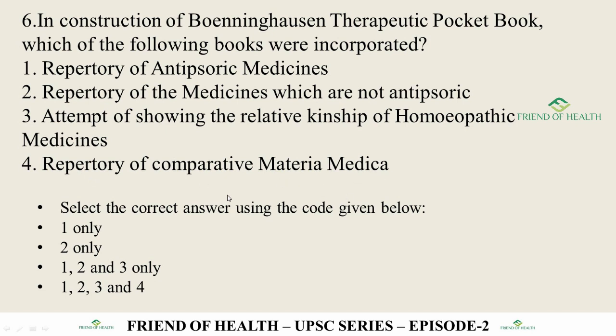So here, in this kind of answering from a code given below, guessing will be very difficult, so you should know the concept clearly. You know that 1, 2, 3, these 3 are the very important works in the beginning by Boenninghausen, and they were incorporated in the construction of the Therapeutic Pocket Book. So the answer is C, 1, 2 and 3 only. The 4th one is not incorporated in the Therapeutic Pocket Book. The answer is C, 1, 2 and 3.